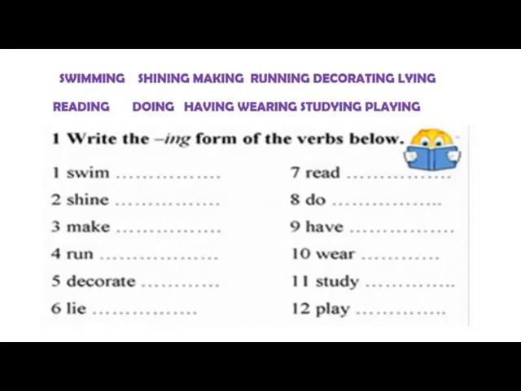Next, siguiente. Tenemos run. Es una palabra que tiene solamente una sola sílaba. Entonces duplicamos la última letra y le agregamos ing. Sería running. Right? Running. Very good. Next is decorate. Decorate. ¿Qué es lo que vamos a hacer ahí? Eliminamos la E y le agregamos la ing. Decorating. Ahora tenemos otra regla. Los verbos que tienen una sola sílaba y terminan en I y en E, vamos a cambiarlo por la Y y le agregamos ing. Es el caso de lying. Lying. ¿Ok?